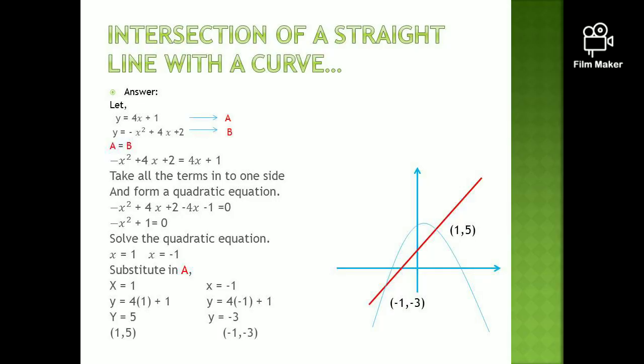Now we know the answers for x as 1 and minus 1. You can substitute x equals 1 and x equals minus 1 separately in any of these equations. I prefer to substitute in equation A. With that, you can obtain the answers y equals 5 and y equals minus 3. Then you can write the coordinates of the intersection between the curve and the straight line as (1, 5) and (minus 1, minus 3).